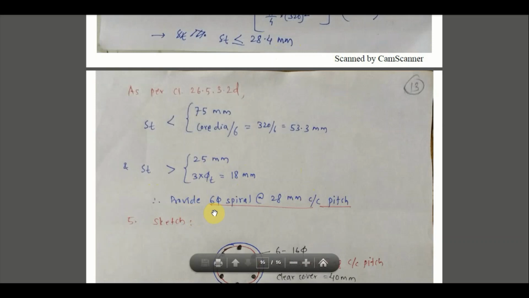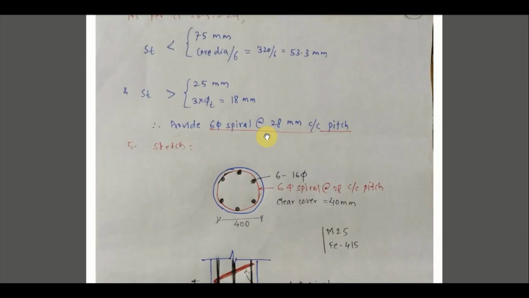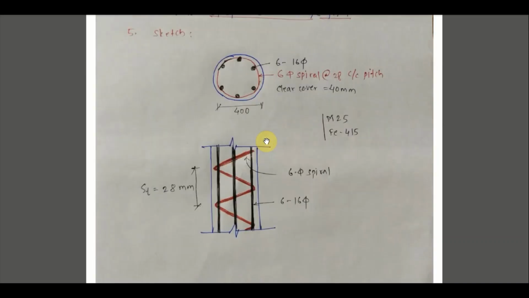So we have to provide 6 mm diameter spiral at 28 mm center to center pitch, and we have to show a neat sketch like this. So 6 bars placed like this. This is 6 mm spiral at 28 mm center to center. Clear cover as 40 mm. This is the grade of concrete and steel.